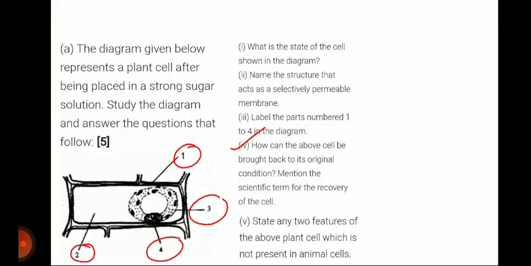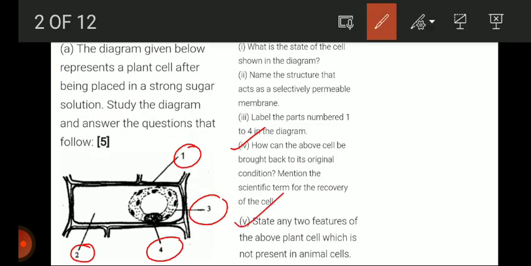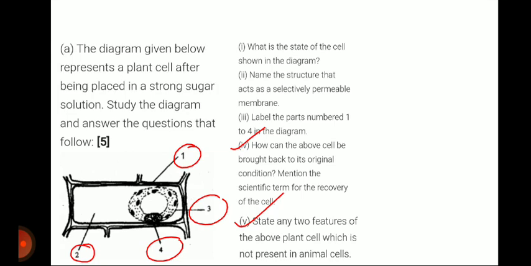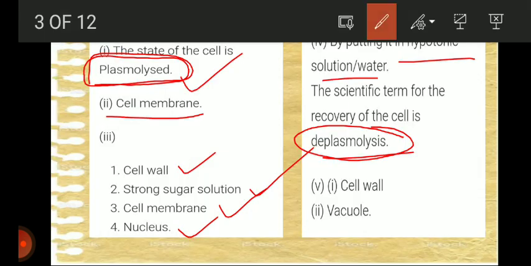Clear? Now what is the fifth question? You have to state any two features of the above plant cell which are not present in an animal cell. So basically differentiation has been asked of you. Okay, so what will be the answer? It will be cell wall and vacuole.